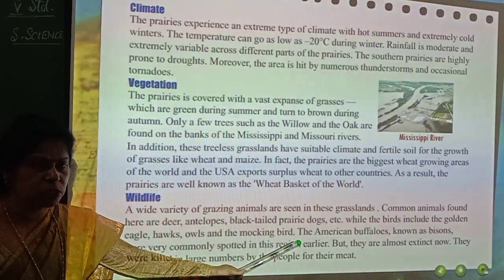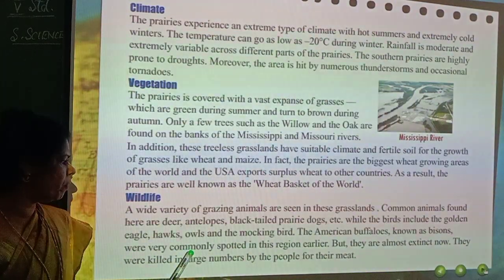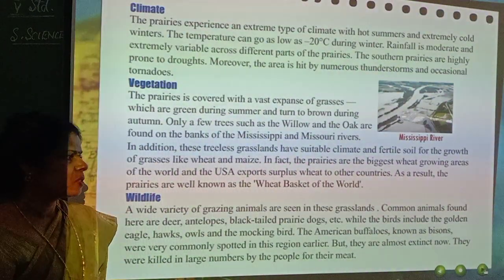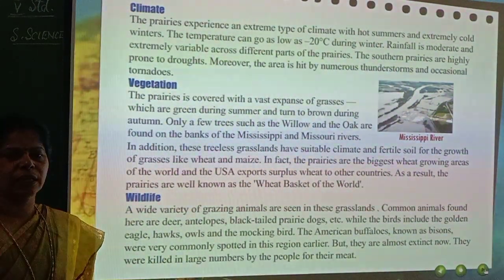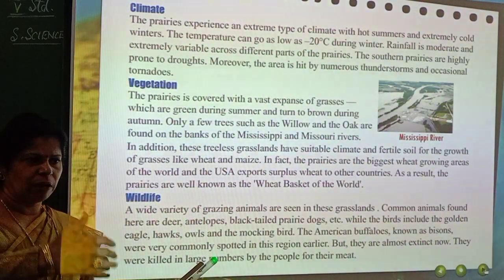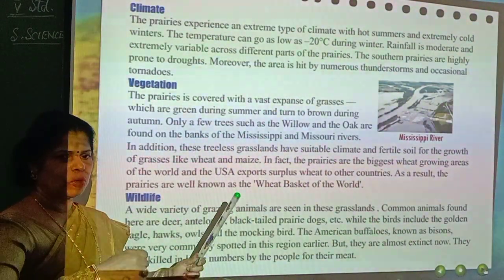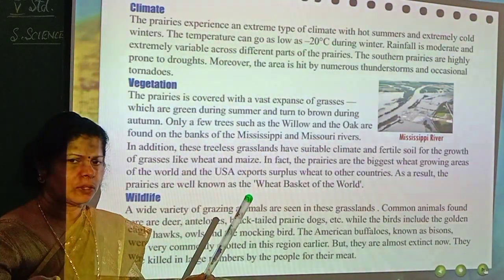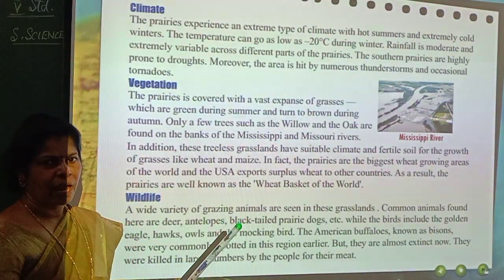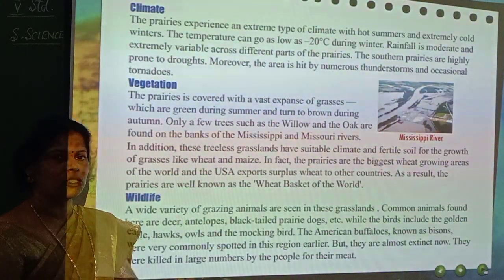The American buffaloes, known as bisons, were very commonly spotted in this region earlier. Sometimes on TV you would have seen, they use bisons for games. People will be having a cloth, red and black in color. Once they show the red color to the bison, the bison will run to attack them. I don't know whether you have seen that sport shown on TV. And if they immediately turn it to black, it will stop. So, normally bisons are used for all those things.